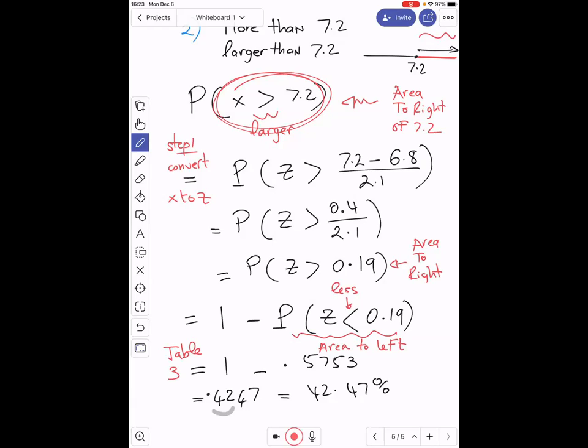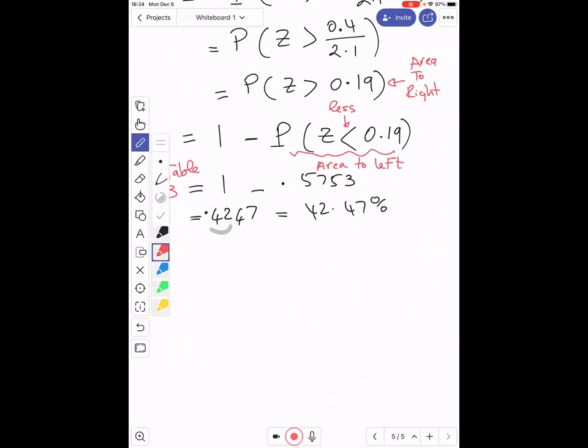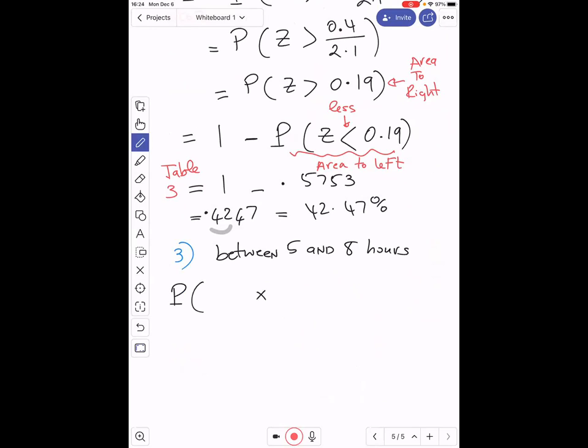So we have 3. So what's the probability it takes between 5 and 8 hours for a student to write a term paper? So in 3, it's between. It says between, right? Between 5 and 7. Sorry, between 5 and 8 hours. Okay, so we want probability that X is between 5 and 8. All right, so as usual, step 1, convert X to Z.